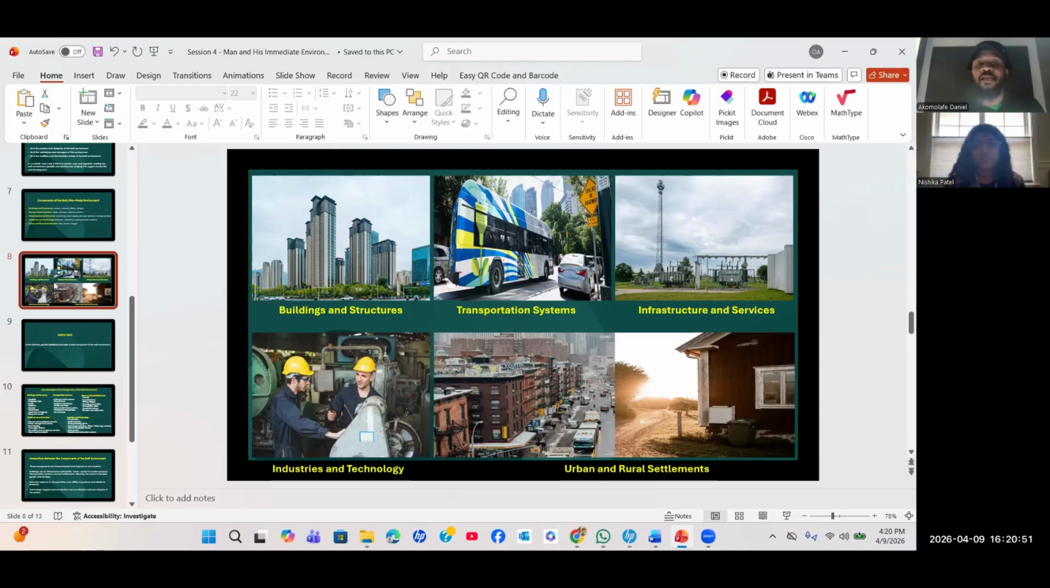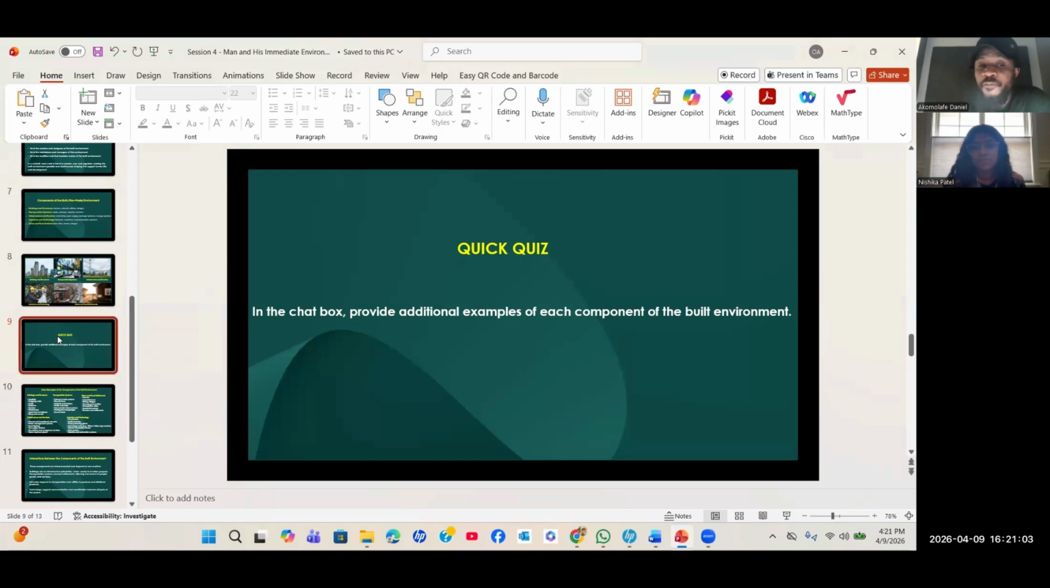Okay. And we have examples. I've listed some of the examples on the previous slide. So I would like you to give me more examples under each of these components. I want you to put some of these examples in the chat box.